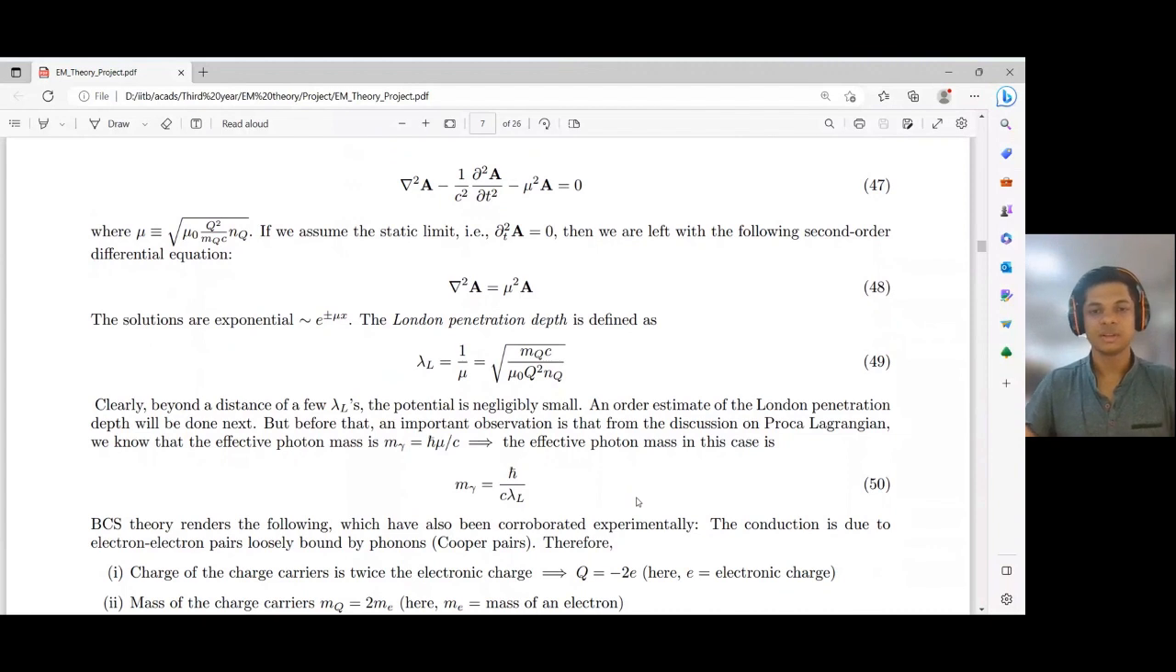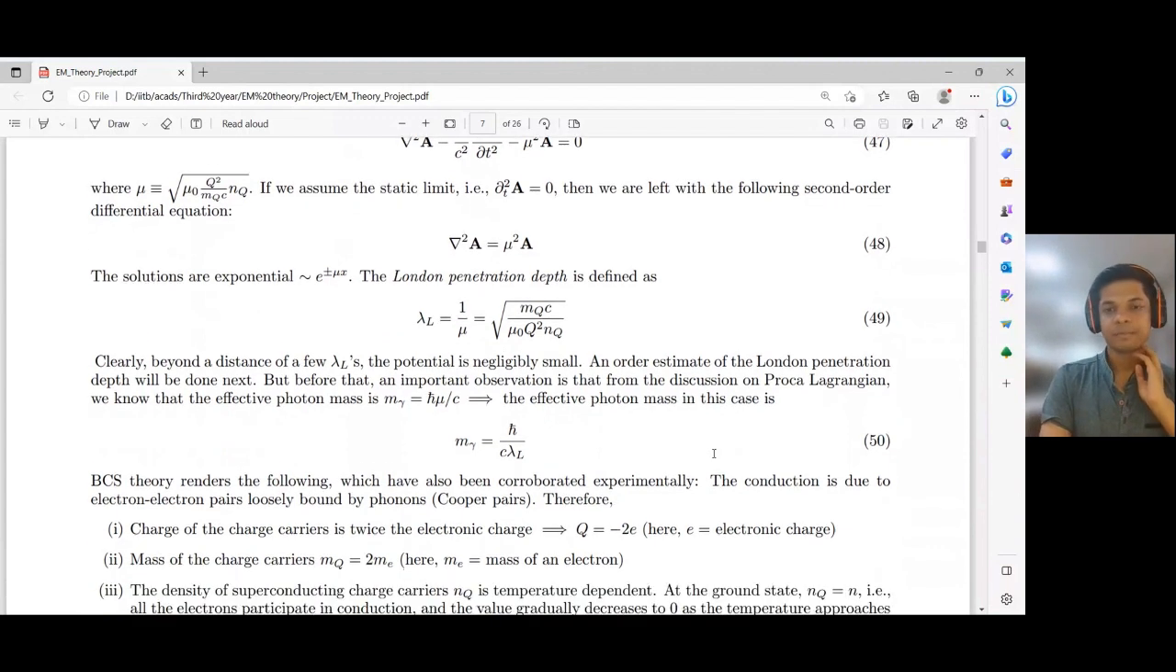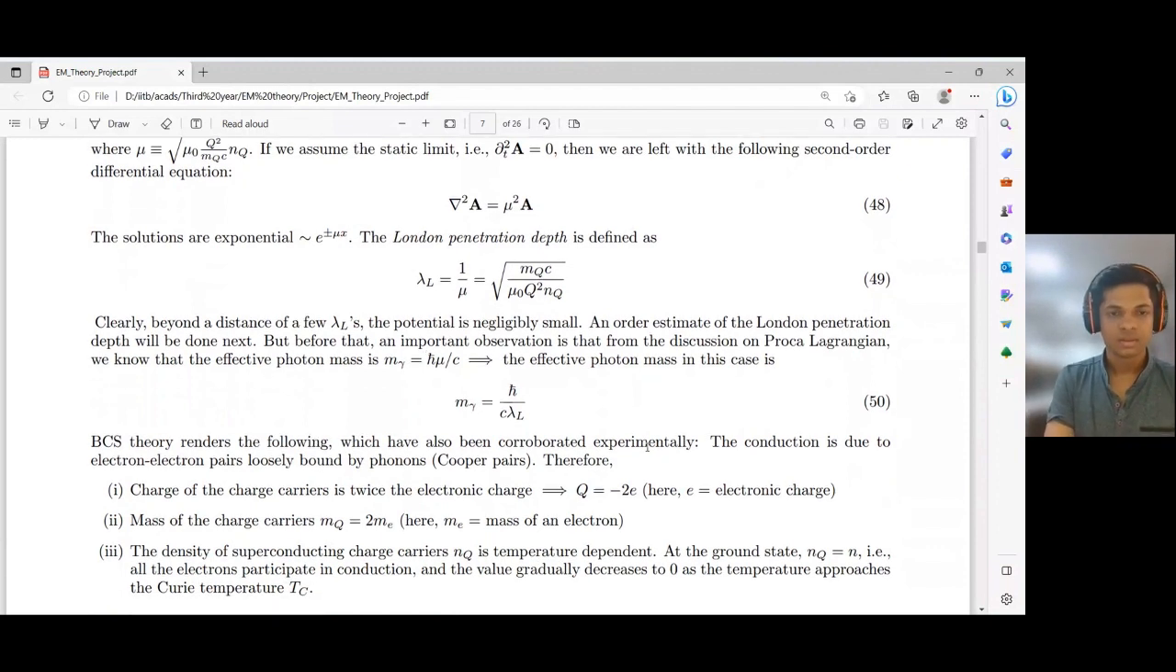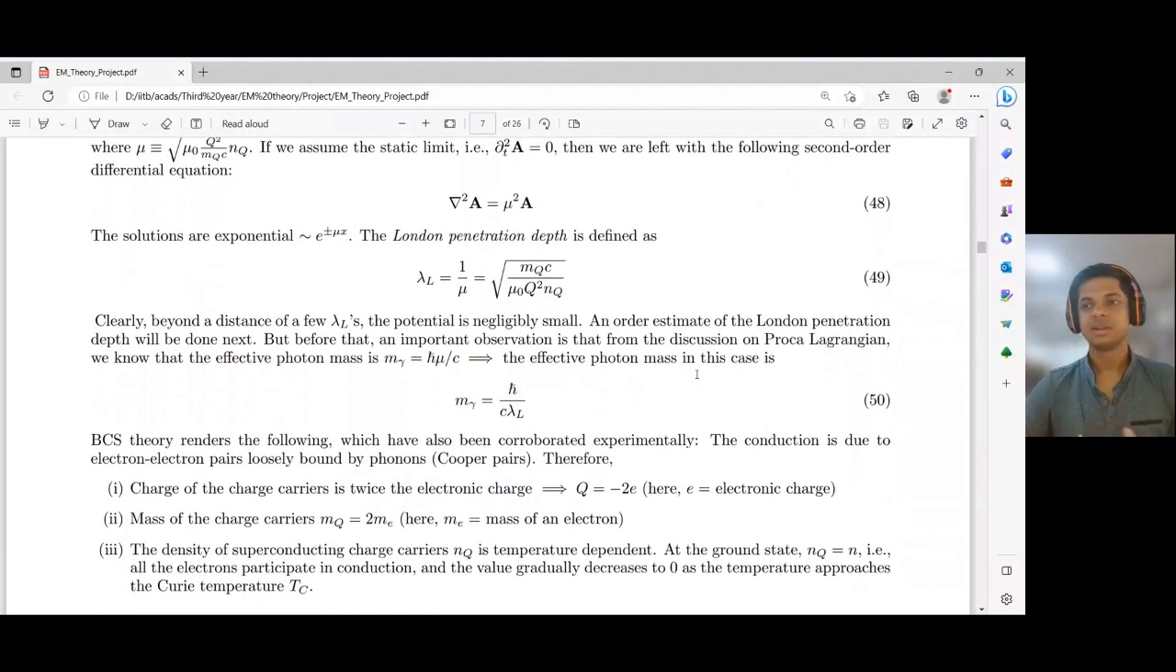But in order to make any further inferences, an order of magnitude estimate of lambda L is important to see how small it is exactly. Before we move on, it's important to note that as discussed in the previous section, the finite photon mass m gamma is related to mu as h cut mu over c. So from here we can estimate m gamma as h cut upon c lambda L. So the Meissner effect basically turns out to be a consequence of the finite photon mass effect.